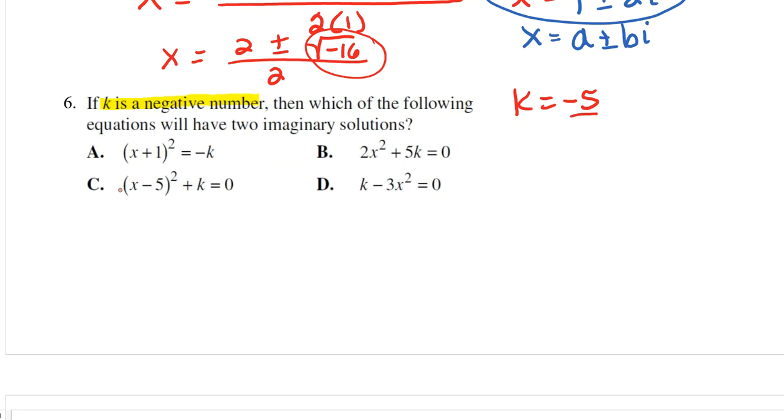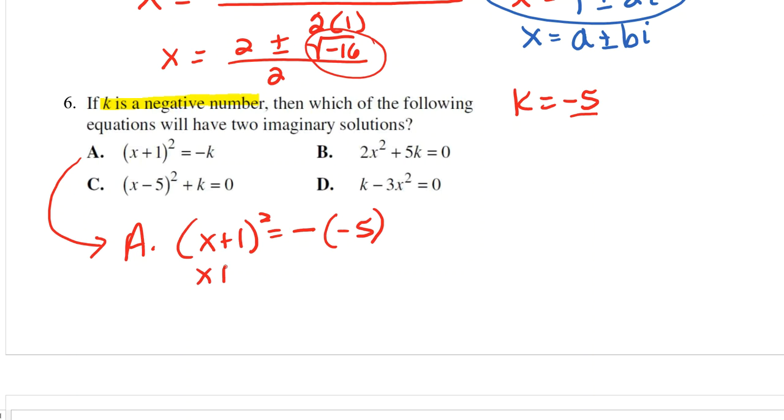So this expression for A already has an opposite sign there. So I better be careful to write that opposite sign and then K. So I was wrong a minute ago. That value is +5. So we would do the square roots of both sides and we would get irrational answers, but they wouldn't be imaginary. So let's check some of the others.